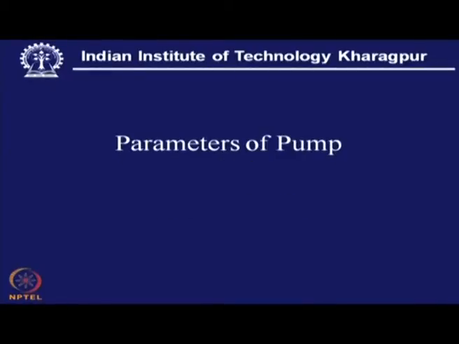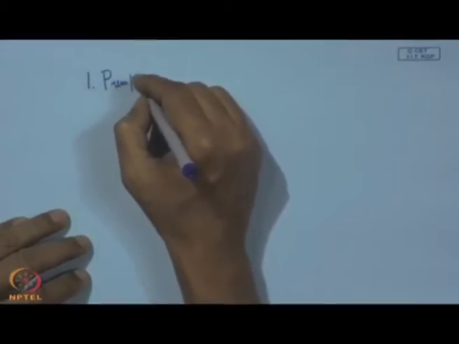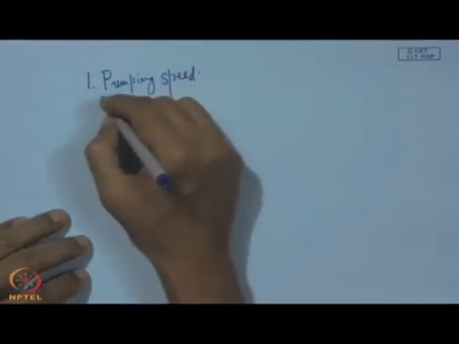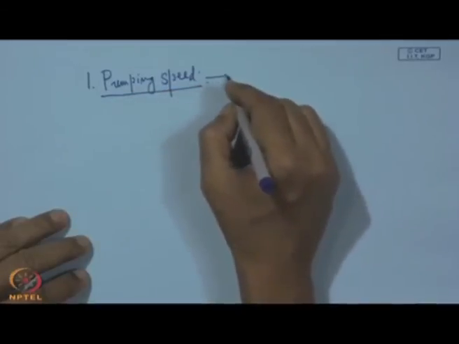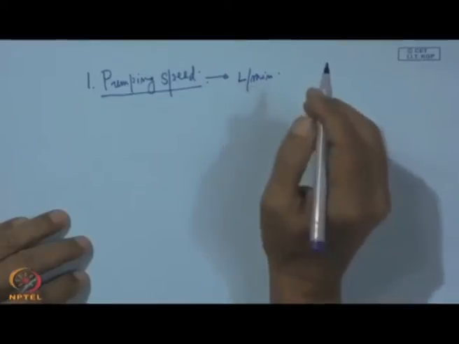Now, here the parameters of the pump should be a guideline for proper selection. Just like any device, what is very important is the pumping speed, that means how many liters of this residual gas can be thrown out. So, that is one of the parameters of the pump: pumping speed, liter per minute or liter per second.